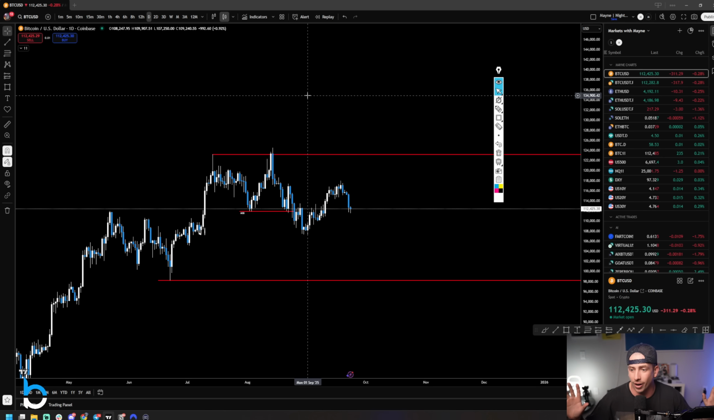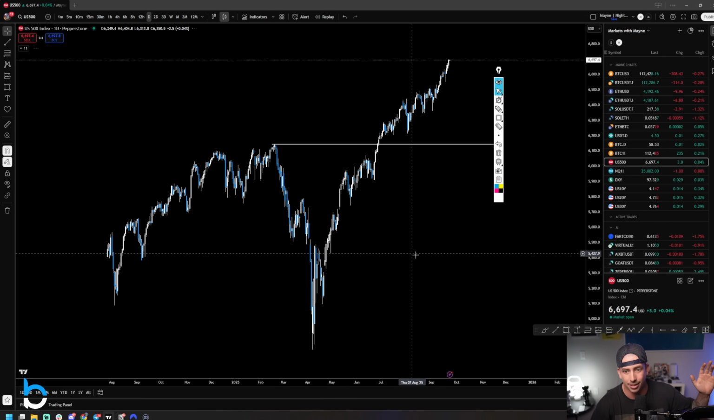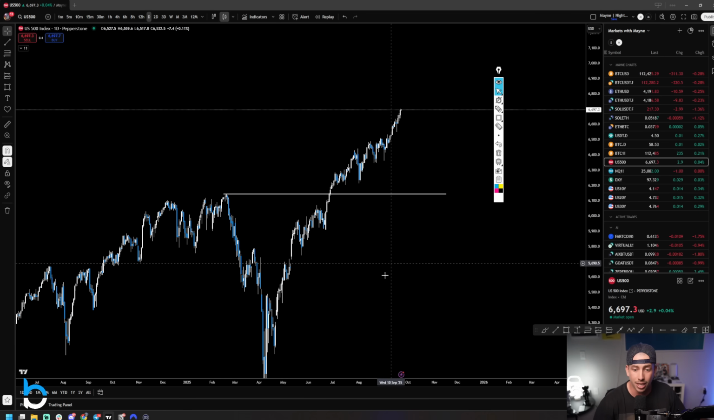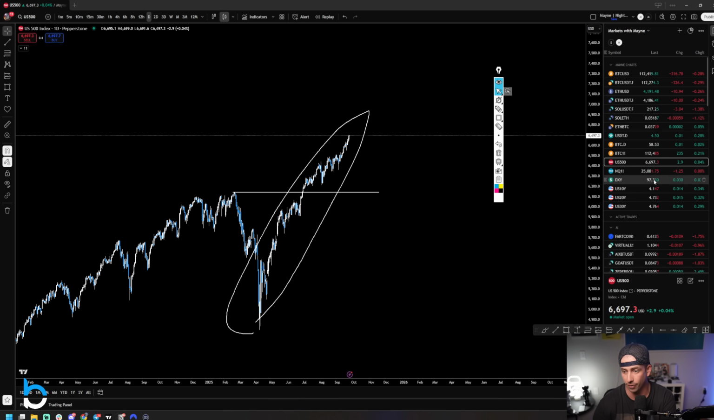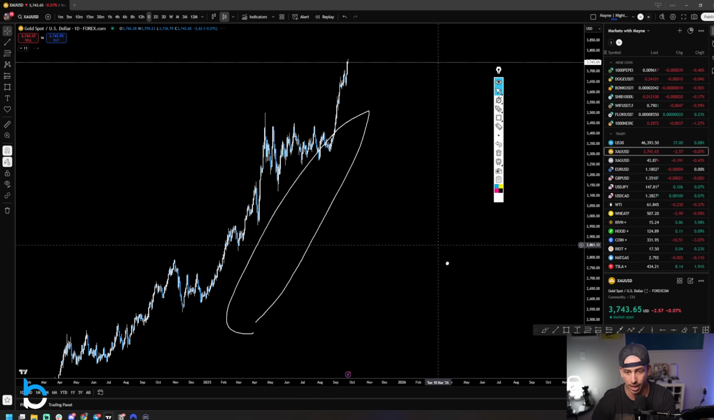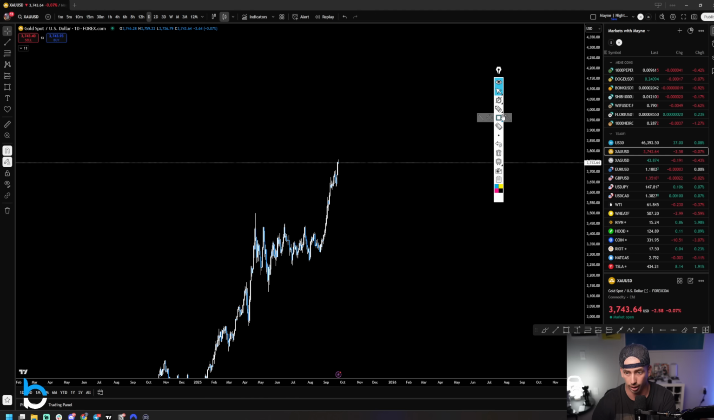The S&P 500 is making new all-time highs seemingly every day, and these moves are starting to get a little extended. This is a big up move on the S&P 500. This is a big up move on gold. Like, this is a big leg up after consolidating here.